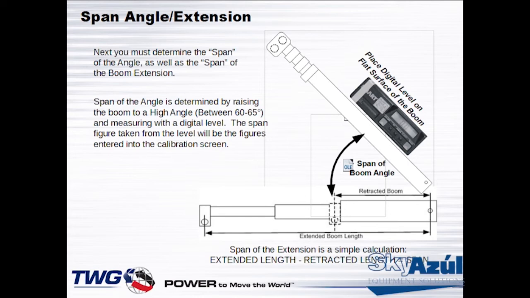After we set the zeros, we just raise that boom up to 60 to 65 degrees on our level, and we read the numbers off the level for angle span, and we subtract the retracted length from the extended length, and get us a span number, which we're going to type into the software. Does everybody understand how you get the span number? Just taking your pin-to-pin retracted length from the pin-to-pin extended length. And the number you get, the result, is the span number, which will go into the software.